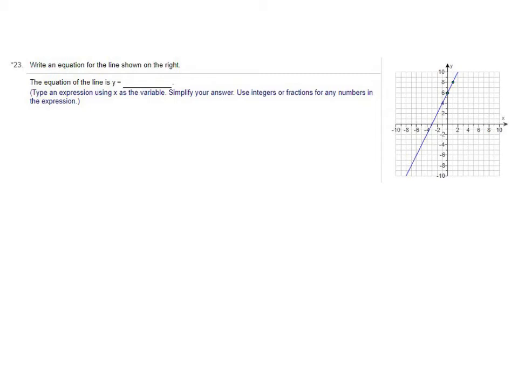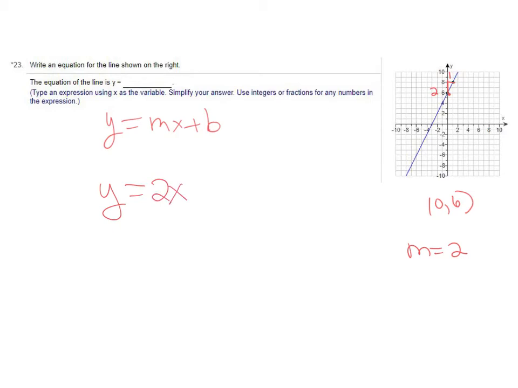Next one is to write the equation shown at the right, and it has y equals, so that means it wants our answer in slope-intercept form. And so if we look right here, our y-intercept is at 0, 6, and our slope, if we count this, is up 2 and to the right 1, so slope is a positive 2. And so our equation is going to be y equals 2x plus 6.